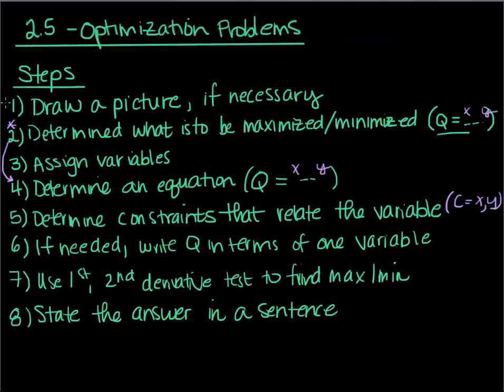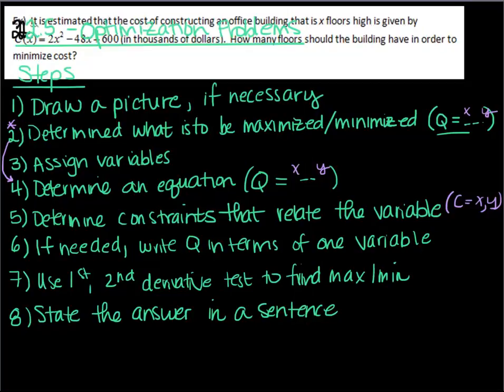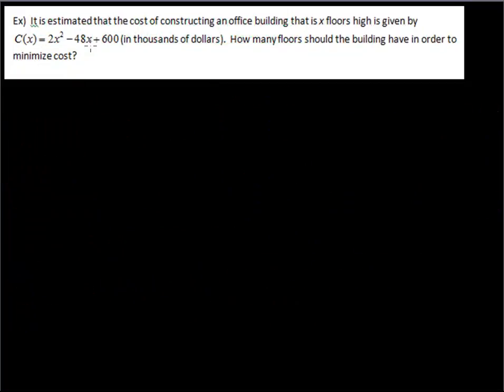If we look back at our first layer here, draw a picture if necessary. Well, that's not necessary. I mean, if you want to draw a picture of a building with some floors, maybe just to pass the time, go for it. But look at number 2 here, determine what is to be maximized or minimized. So the nice thing about this first one is that we don't really have to do too much in terms of the first 6 steps, okay?